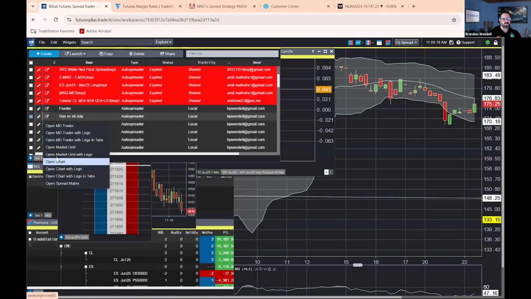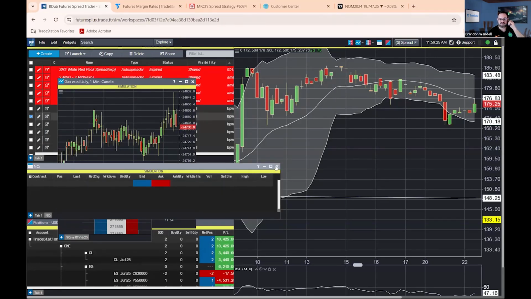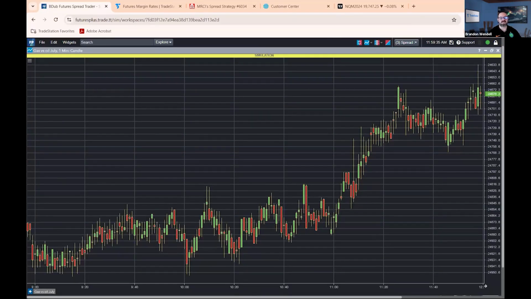So if I bring up open chart, we close some of the other charts, so I don't have too much running here, because that definitely is going to slow things down. It's this one. There we go. And here we are. So this is a 1 minute gas versus oil July. So I'm looking at gasoline versus crude oil, basically. And again, I can change time frames.